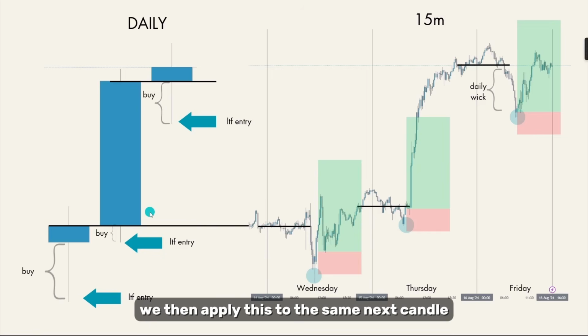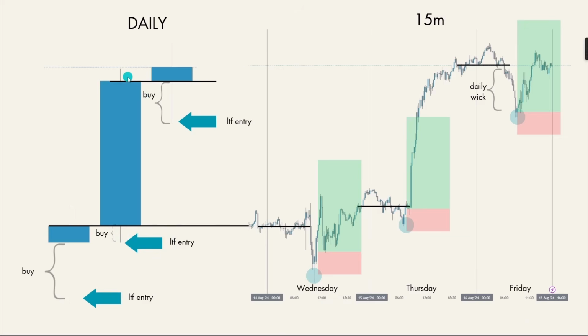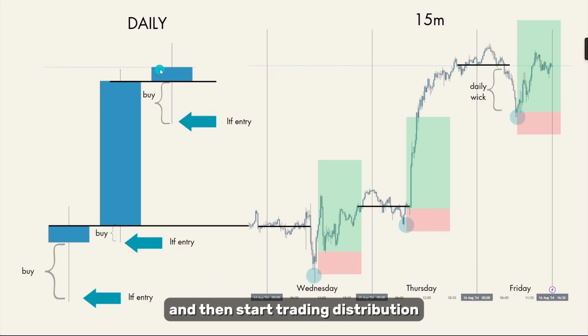We then apply this to the same next candle, looking to trade once price comes below that previous candle close, makes the wick, as you can see right there, lower time entry, and then look to trade the distribution. And then you keep on repeating the cycle as price continues higher. Same thing below the previous candle close, right over here. Price dips below, creates that major wick, and then you look to enter within that wick and then start to trade the distribution as price starts to scale back up.